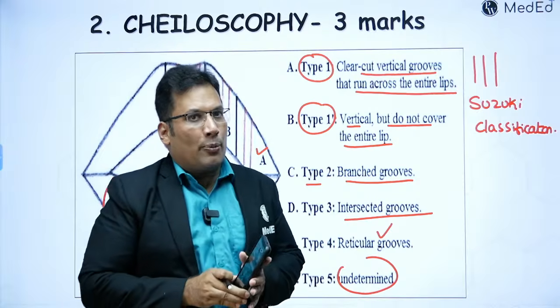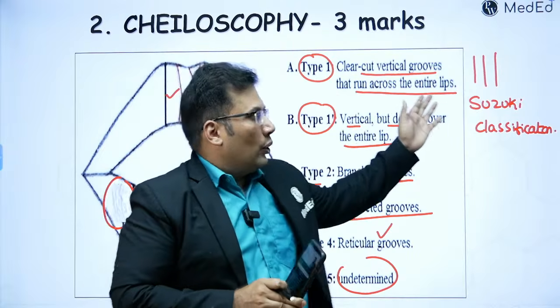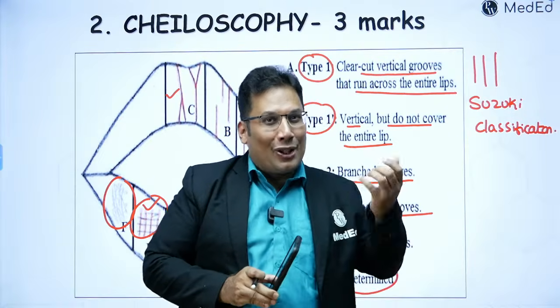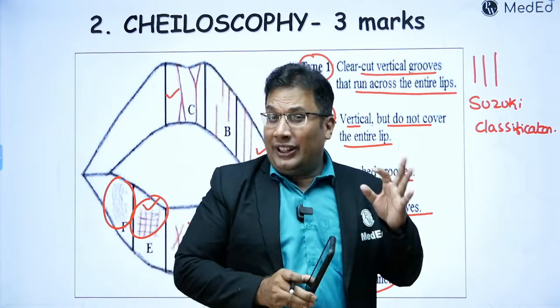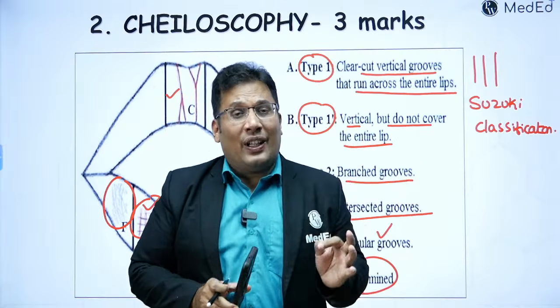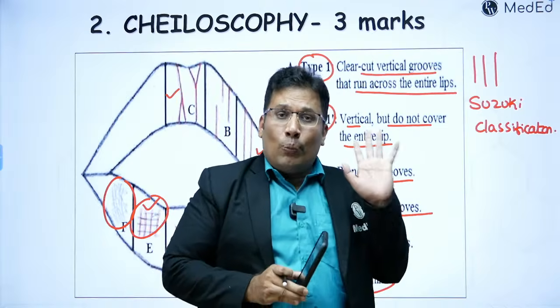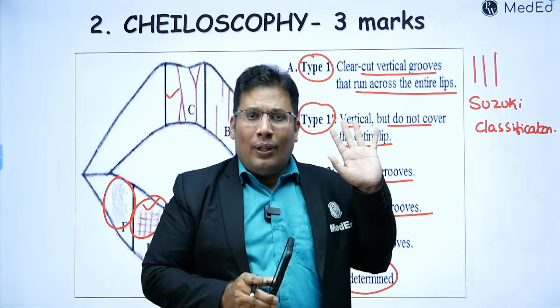So all of you write in the chat box: Cheiloscopy is equal to Suzuki. Very famous brand Suzuki. I know Maruti Suzuki and all. Just write Suzuki classification. That is the classification of lip print. So there are basically around 5 types. The most common ones are type 1 and type 1 prime.